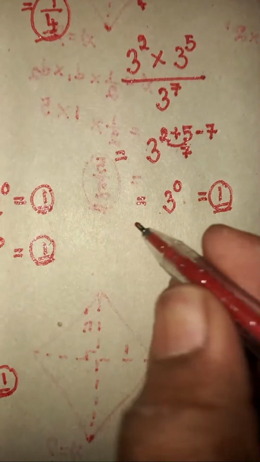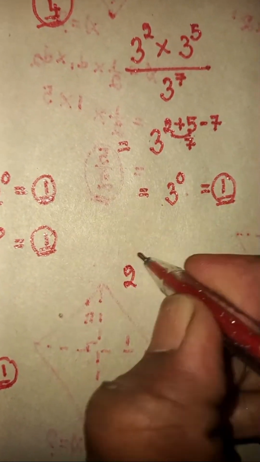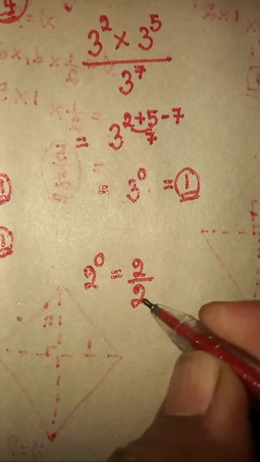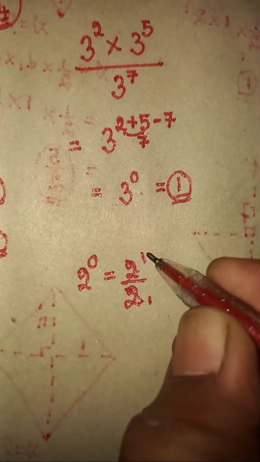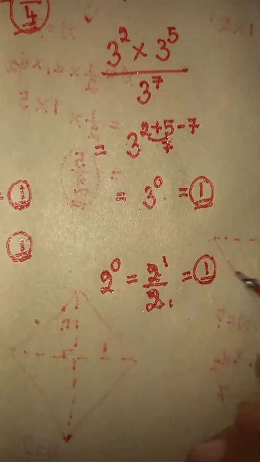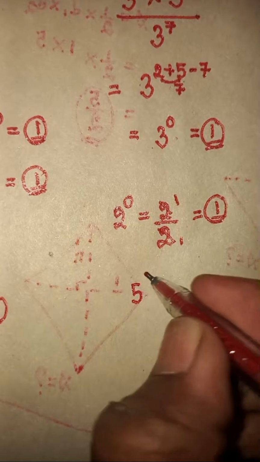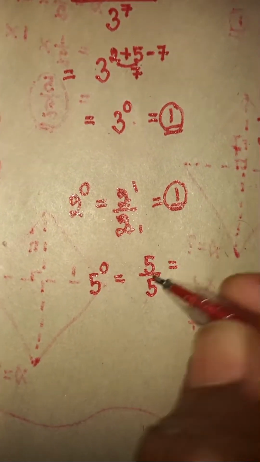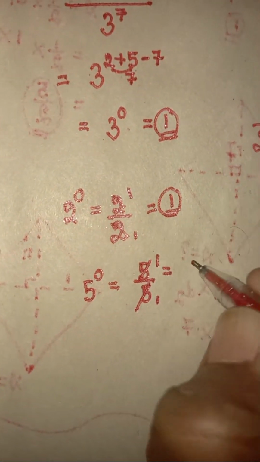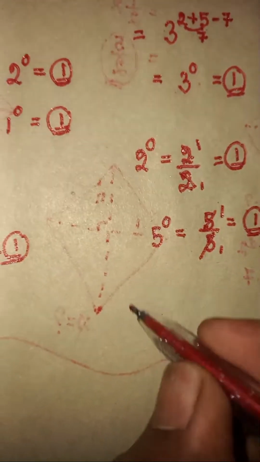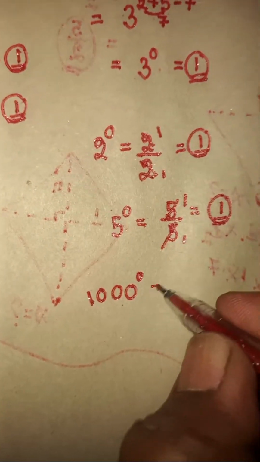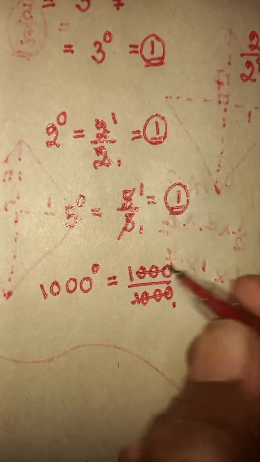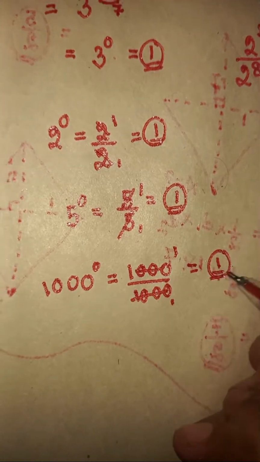Because any number to the power 0 means, if you take 2 power of 0, its value is 2 by 2. So you can divide 2 one time, 2 one time, below and above, and it remains as 1. In the same way, if you take 5 power of 0, it becomes 5 by 5, and 5 one time, 5 one time you can divide, it remains as 1. Even if you take 1000 power of 0, it is the same case. 1000 by 1000, it remains as 1.